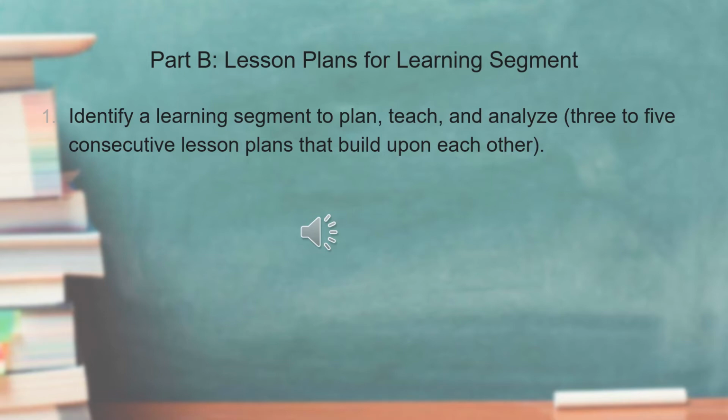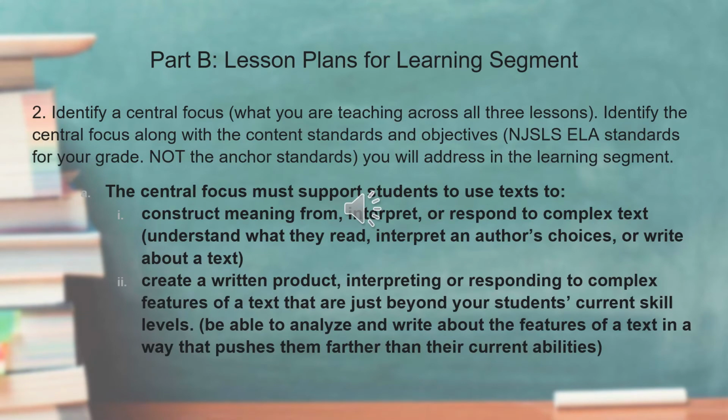And this is going to consist of 3 to 5 consecutive lesson plans that build on each other in some way. So they need to be back to back, and they need to build on each other in some way. And we'll go over that in the next step. The second part of creating your lessons is going to be to identify a central focus. A central focus is what is the same that you're teaching across all 3 lessons. And to find this, you're going to go to your standards, so the New Jersey ELA standards for your grade. Make sure you're using your grade level standards, not the anchor standards for this. And this is also going to be matching your objectives for your lessons.